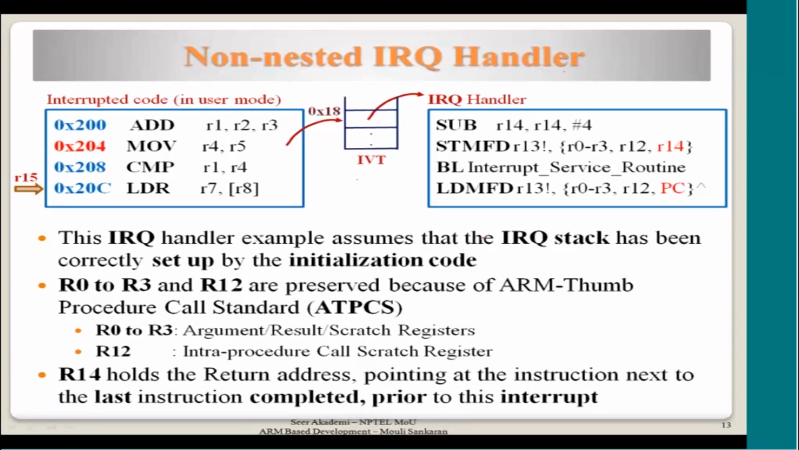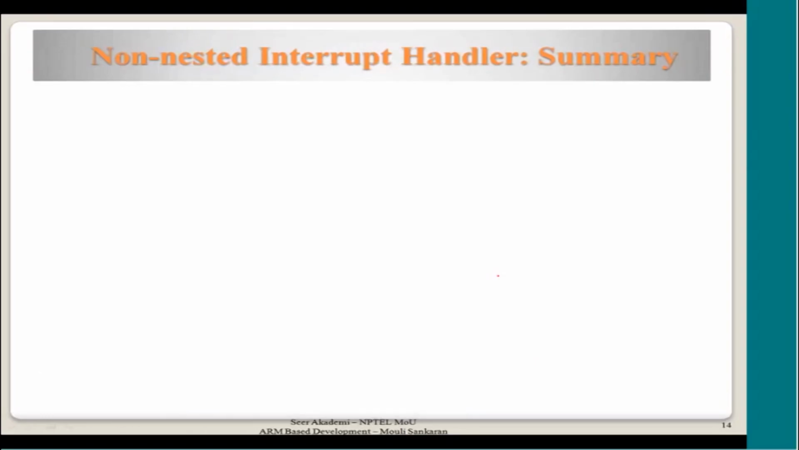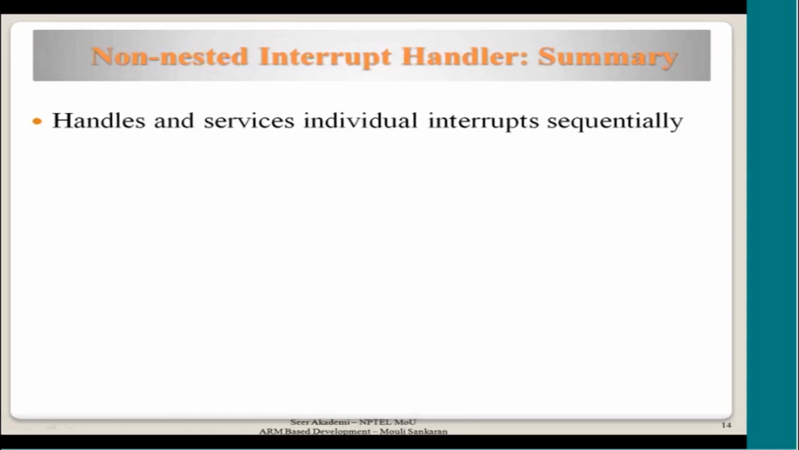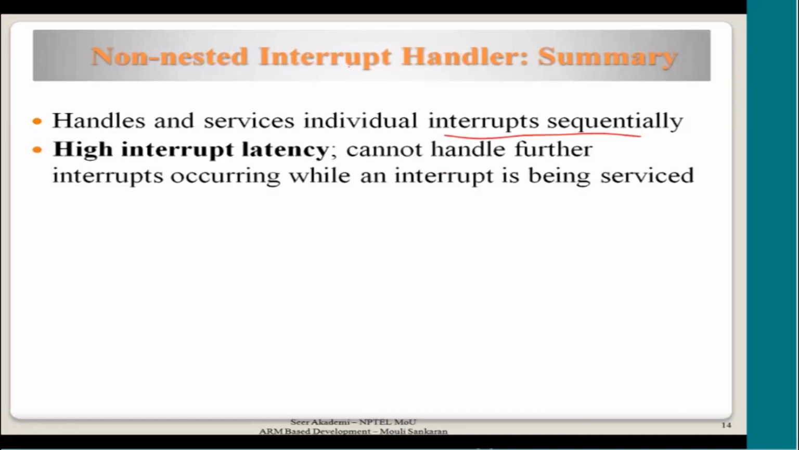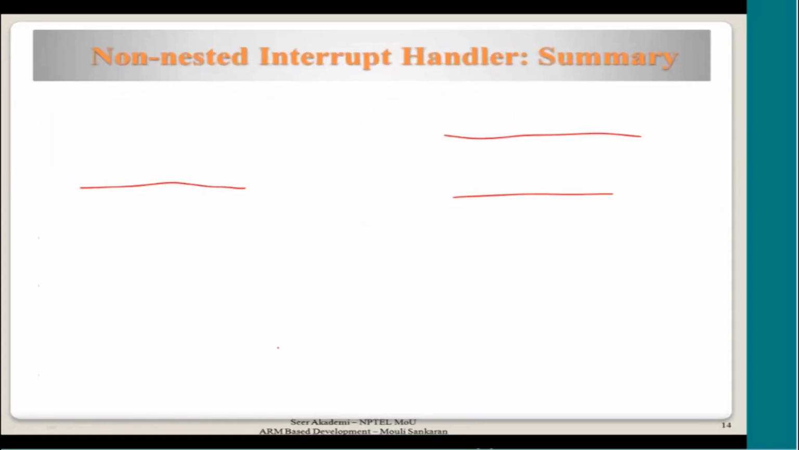Okay, very good. So it comes back now. Now, the non-nested handler services individual interrupts sequentially. It has high interrupt latency and cannot handle further interrupts occurring while an interrupt is being serviced, because we are not enabling the interrupt in between. Did you see that it was enabled anywhere in the previous code? We are not changing the CPSR IRQ bit at all. We are just saving that, going to the handler mode, and then servicing it. So we are not enabling the interrupt inside.